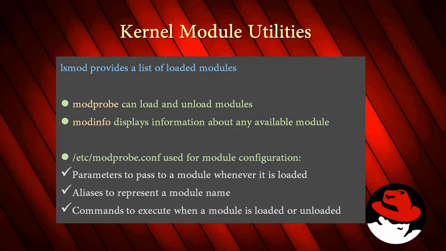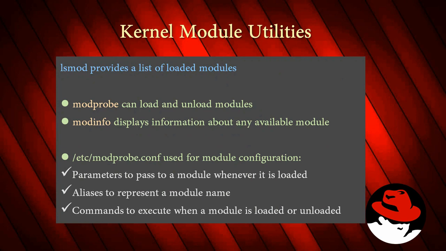Then there is a utility called lsmod, which provides a list of loaded modules. There are two different options related to lsmod, modprobe and modinfo. The modprobe can load and unload modules. Modinfo displays information about any available module. You can run these commands or you can find the GUI utility from the applications panel of your desktop.